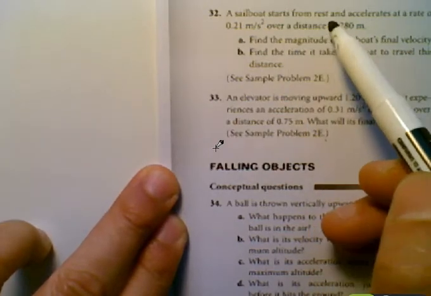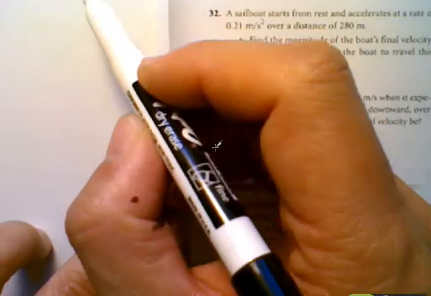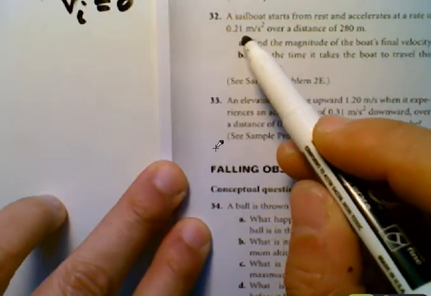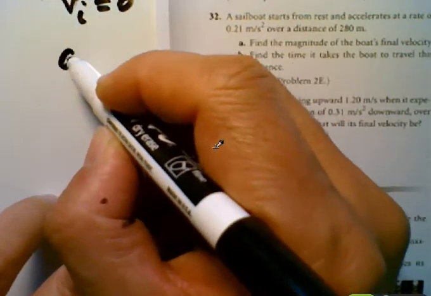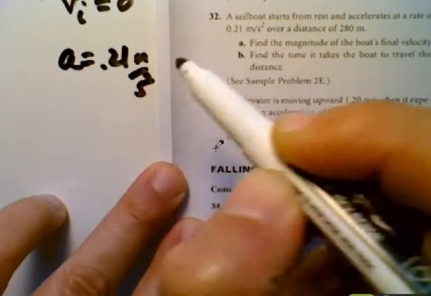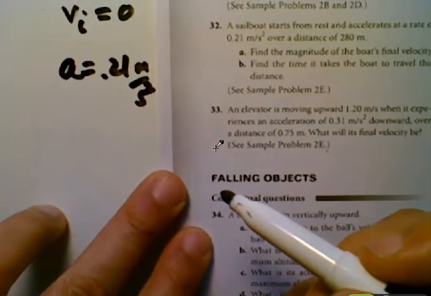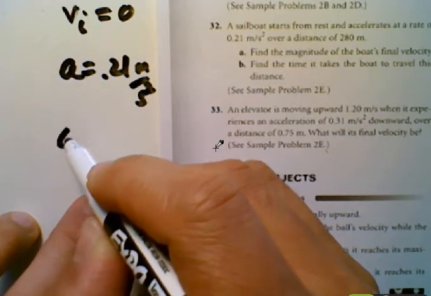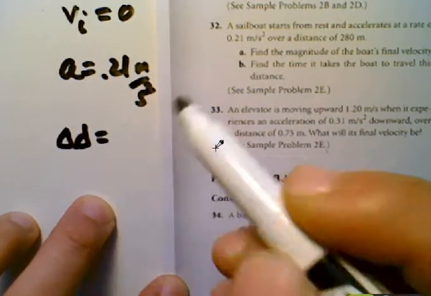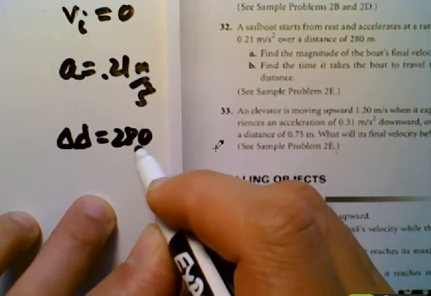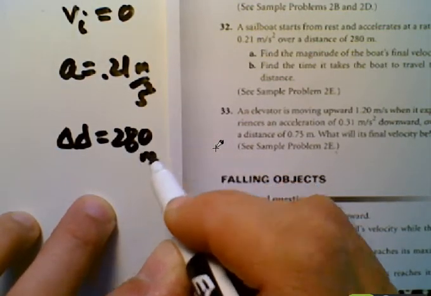It starts from rest. So the initial velocity is 0. It accelerates at a rate of 0.21 meters per second squared. So A equals 0.21 meters per second squared. The distance is 280 meters. Displacement and distance will have the same amount if you travel in one direction. So delta D is 280 meters.